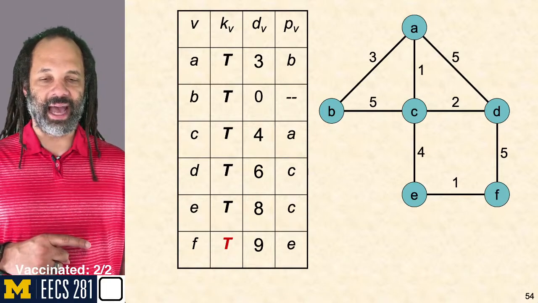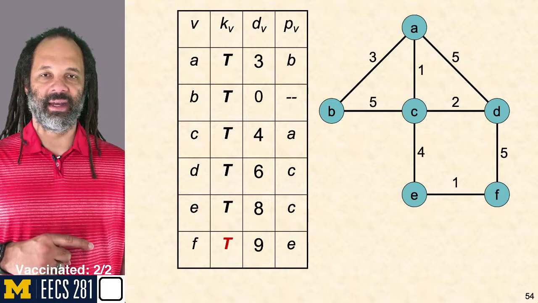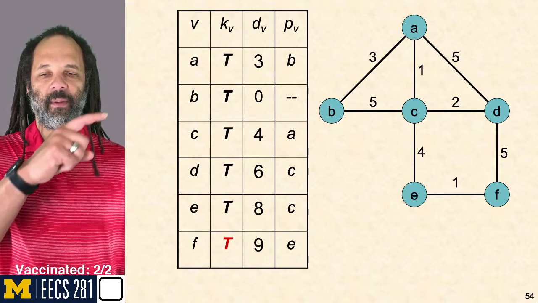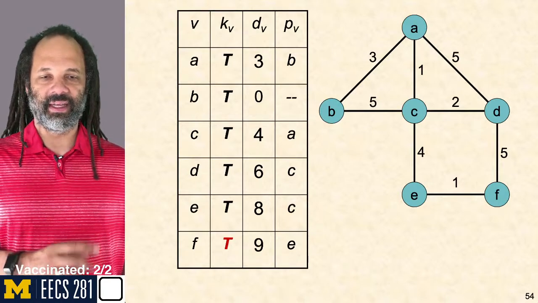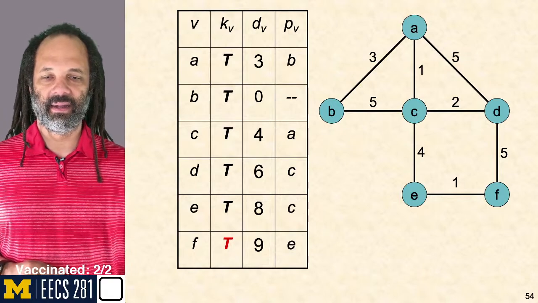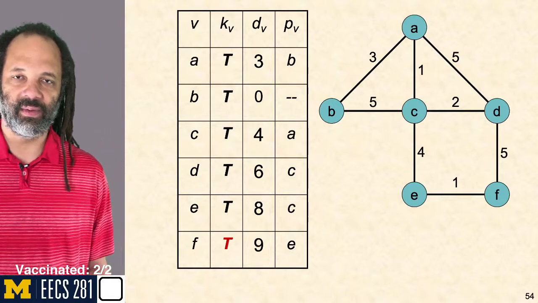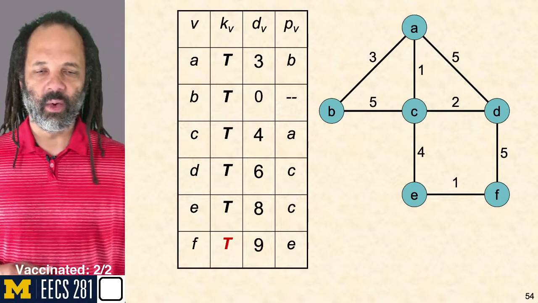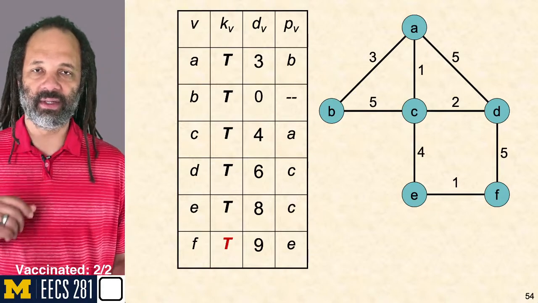In the D column for F, there's a 9. It means the total distance from B to F is 9. That's how we read this table. Well, how do we get to F? Well, let's just backtrace on what we had.